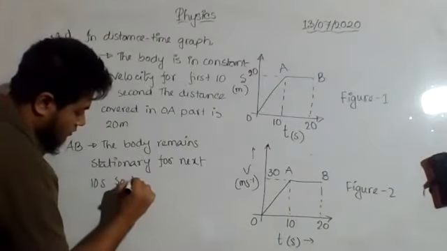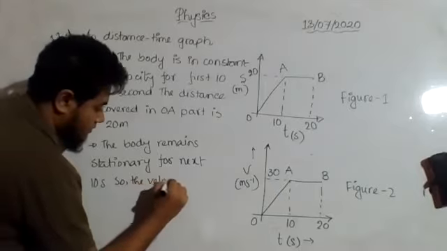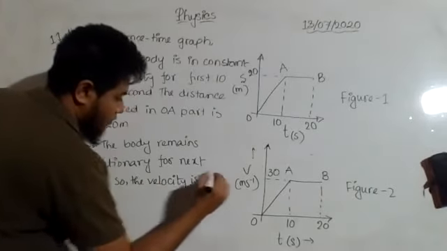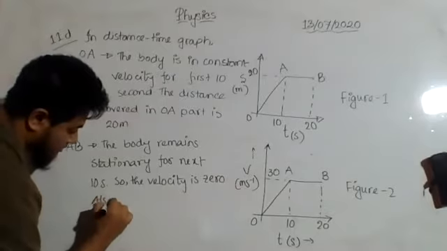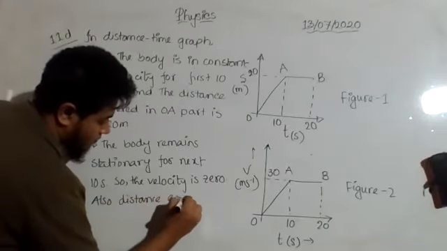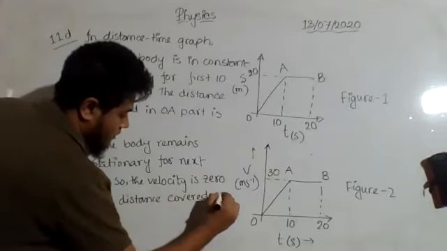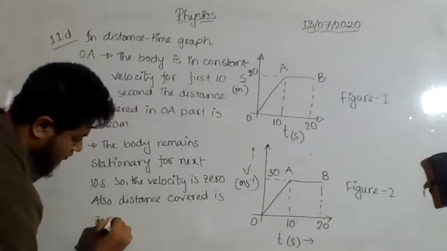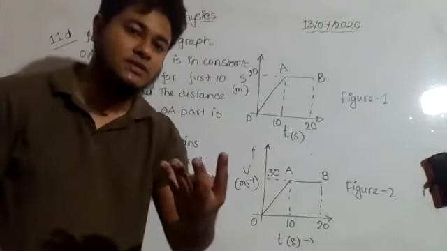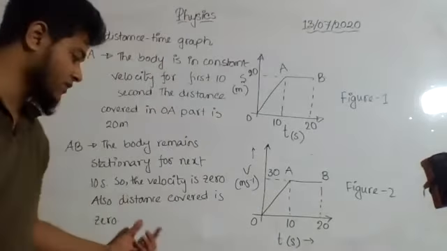So the velocity is 0. Also, the distance covered is 0. Why? Because the body's velocity is 0, so it's not going forward. As a result, it is not covering any distance.